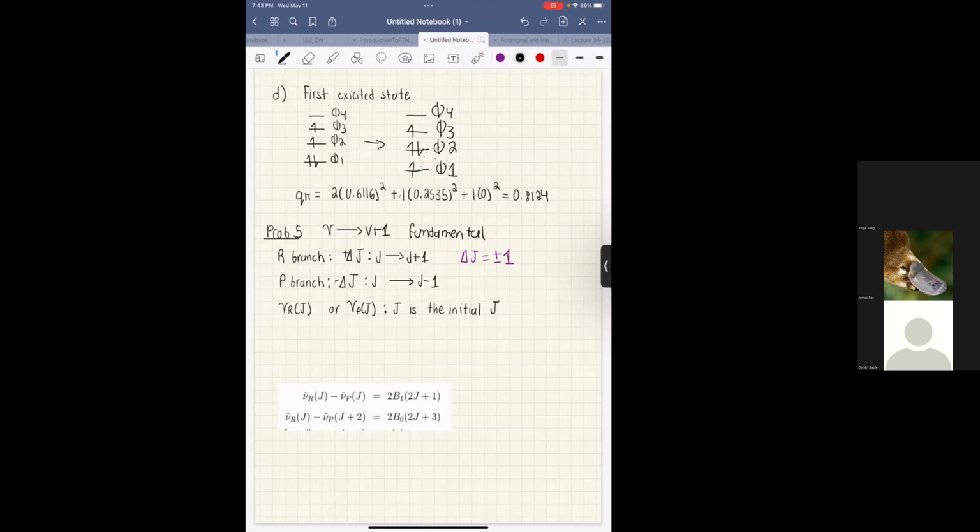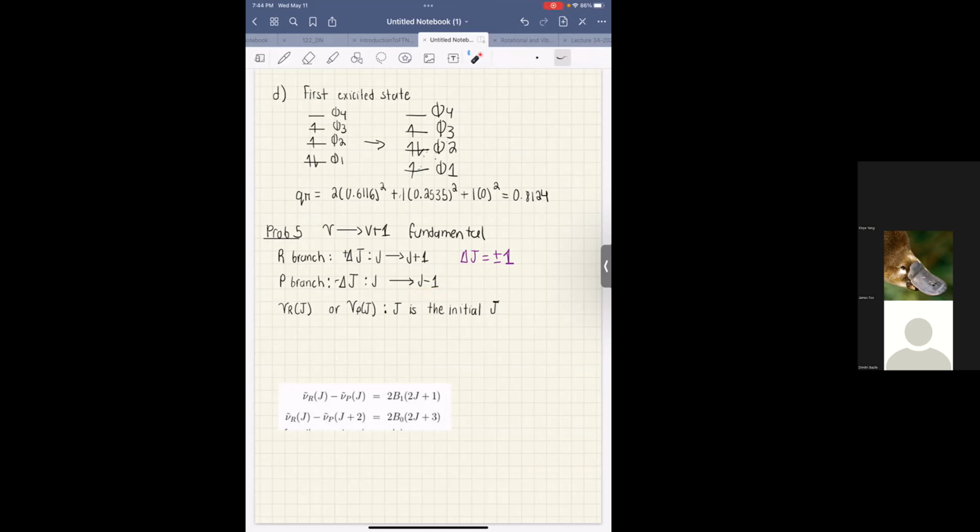When it does that, we can have two scenarios: the J level can increase by one quantum number, or it can decrease by one quantum number. That's called the R branch and the P branch, respectively. In the R branch you increase by one quantum number, and in the P branch you decrease by one.